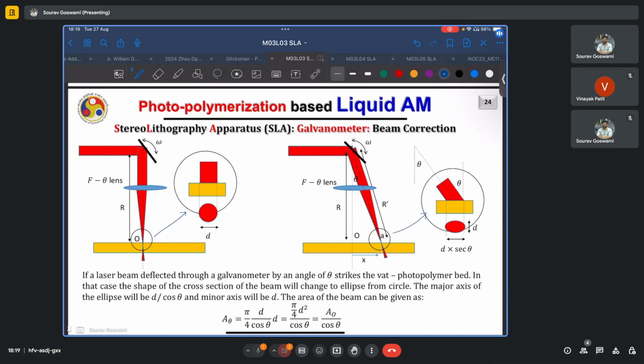And how this changes things is that while the incident energy remains the same, the energy is now distributed over a larger area. Also, the distribution characteristics themselves may be different, so it might not be equivalent to the case before. As worked out here, this new area, A theta, comes out to be the original area A naught by cos theta.